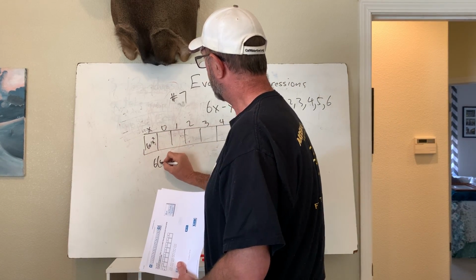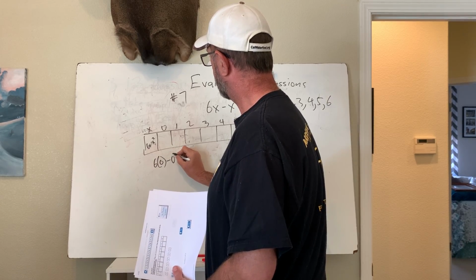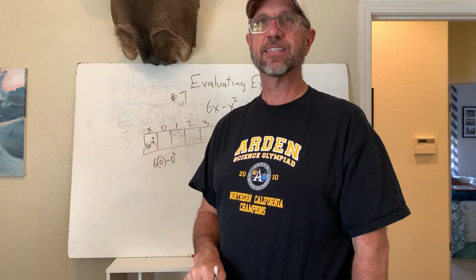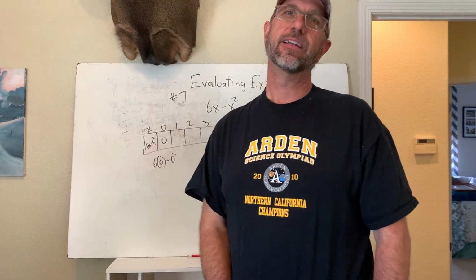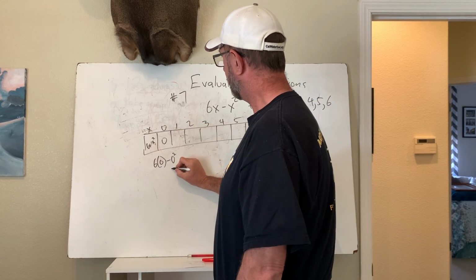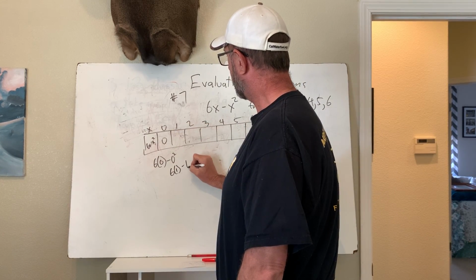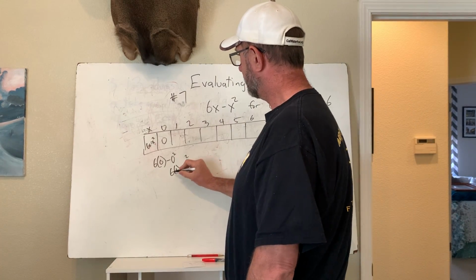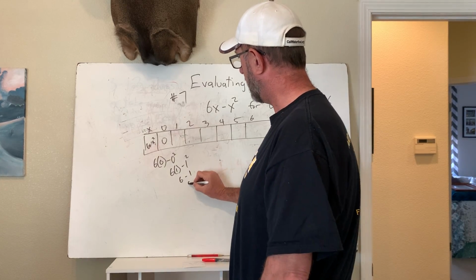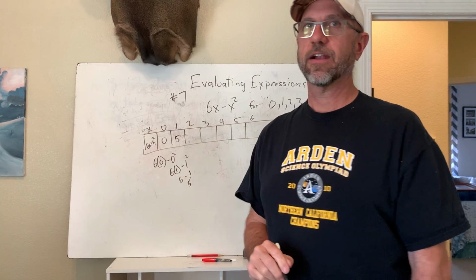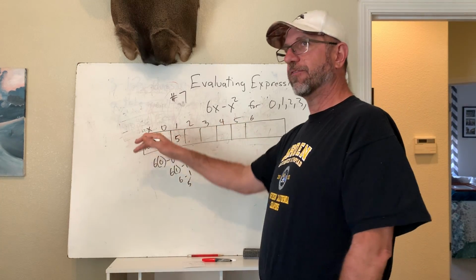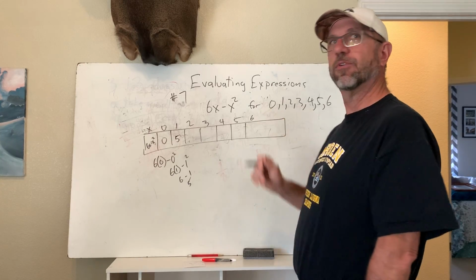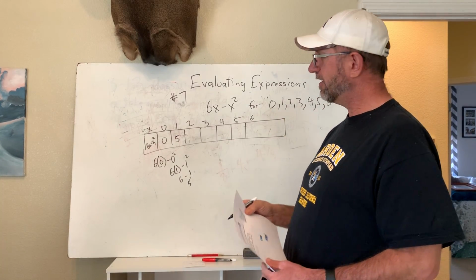So 6 times 0 minus 0 squared. Easy one, right? 0 squared is 0. 0 times 6 is 0. So 0. Okay? We go to 1. We're going to say 6 times 1 minus 1 squared. Well, 1 squared, 1 times 1 is 1. 6 times 1 is 6. 6 minus 1 is 5. Put a 5 in there. Okay? Now, if you're thinking, oh, I think I've got this, pause it and go ahead and do the rest. And then we'll see how the answers are. If you're not sure, let's go ahead.